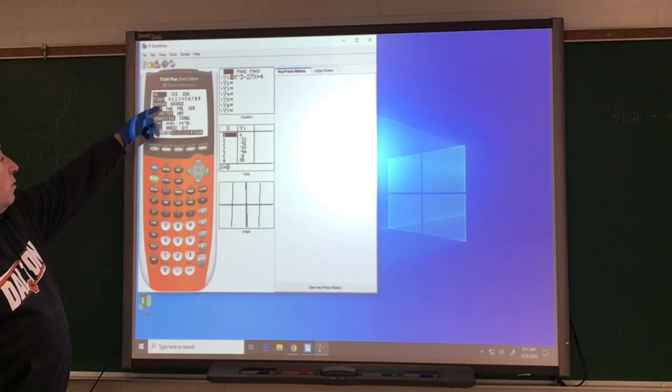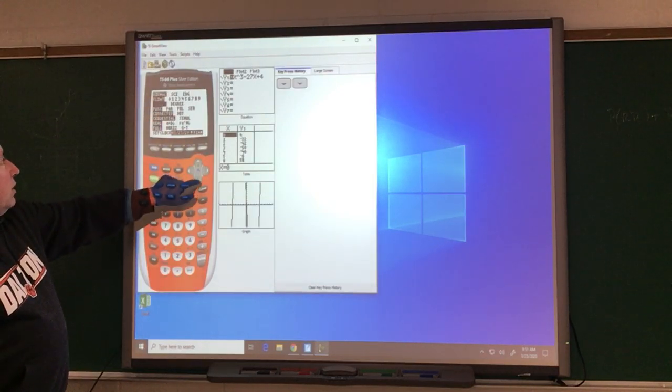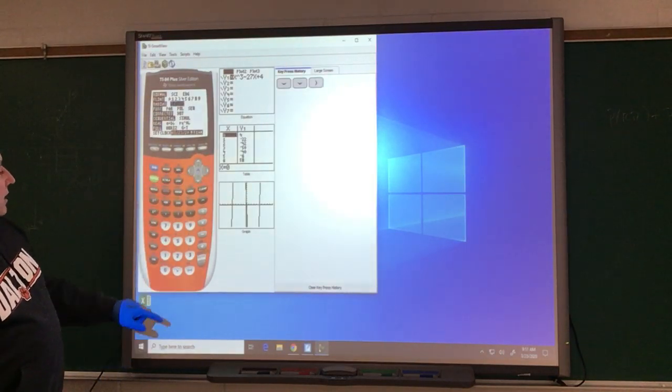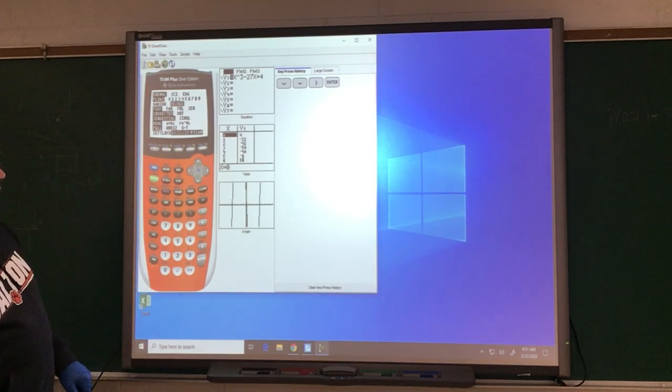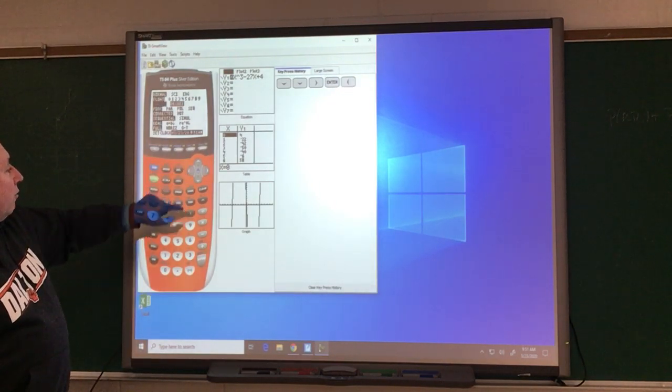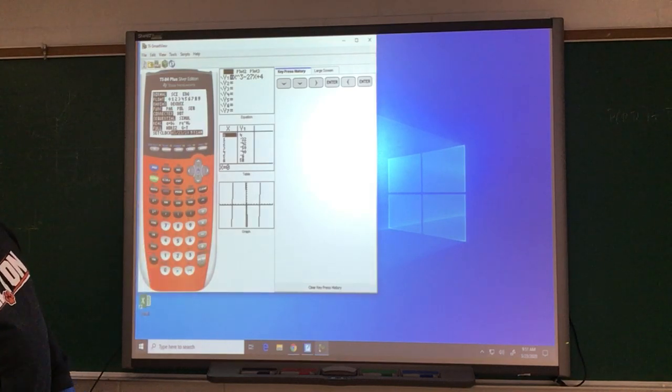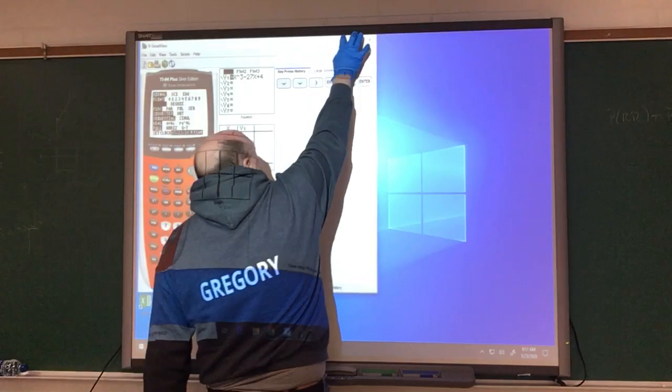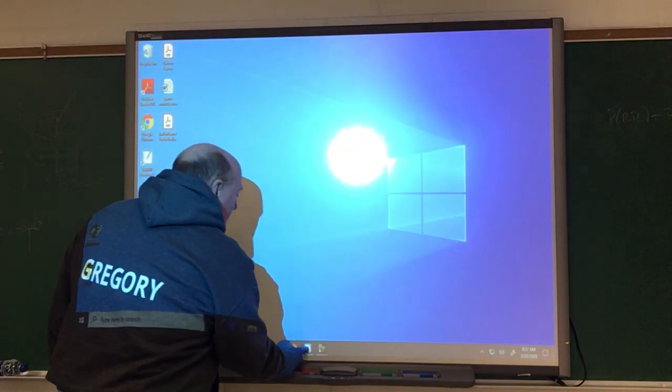As for how you switch the mode, if you look, I hit my mode button. I'm in radian mode right now. If I want to change to degree mode, I just highlight my blinker on degree and hit enter, and I'm in degree mode. If it's on degrees and I want to go to radians, I just change it to radians. So you just need to continue to check to make sure you're in the correct mode.